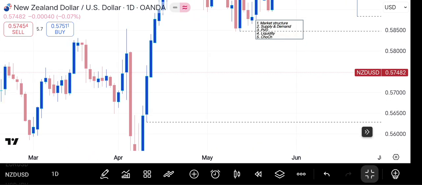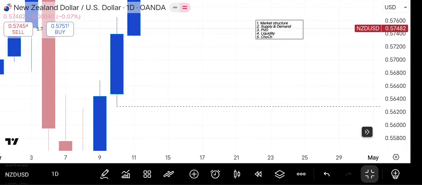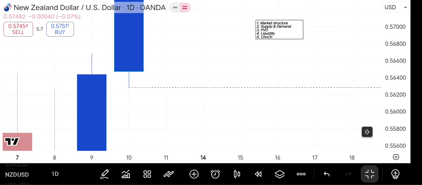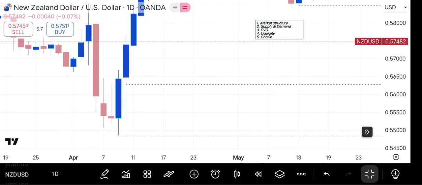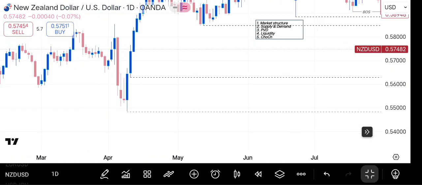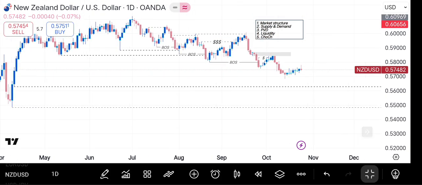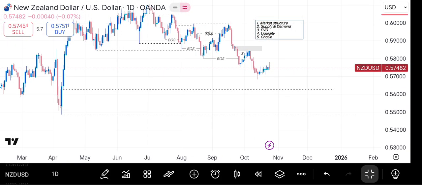If you can see, this is a low. It's a candlestick low. This is a low. On the 4-hour time frame, it's a clear low. So the market needs to take out that low, that liquidity low.